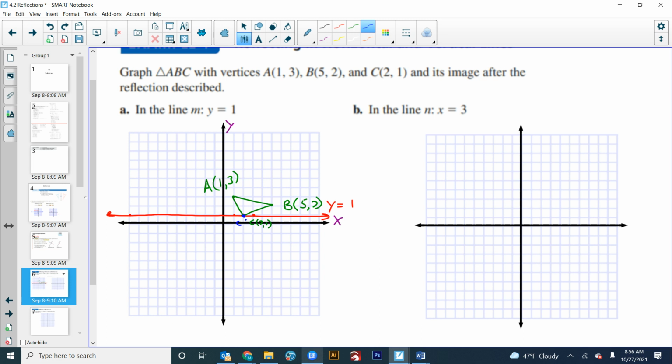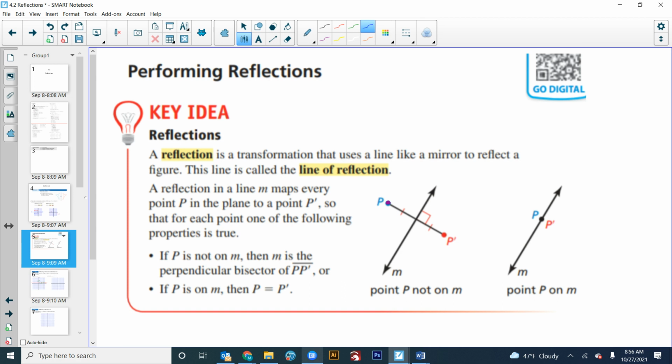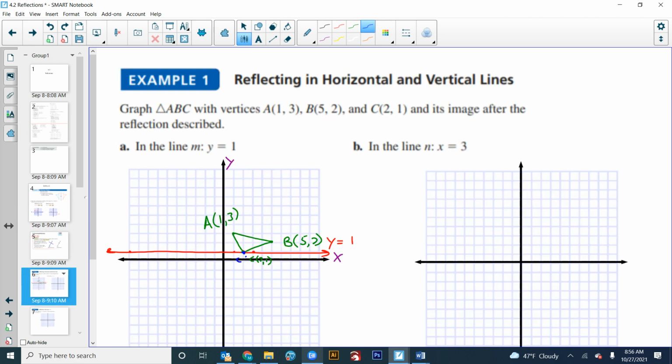Now, here's the deal. You have to realize the rule, because it's not the x-axis, it's not the y-axis. You have to recognize what's the rule to reflect it over another line. Well, didn't we just talk about it? If this is our line of reflection, whatever this distance is to P, it's going to be the same distance to P prime. Do you see those tick marks? So if you use that idea, how far above this red line is A?